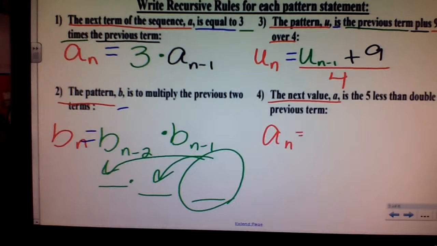Equals 5 less than double. So times 2 minus 5. Double the previous term, so 2 times your previous term minus 5, or 5 less.